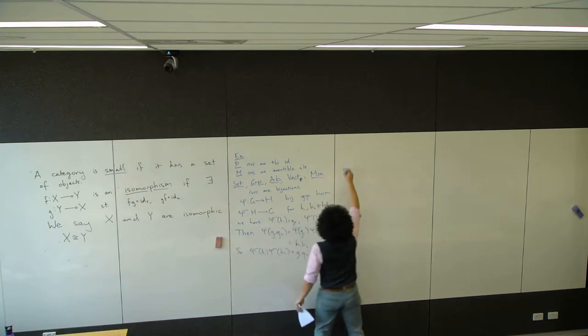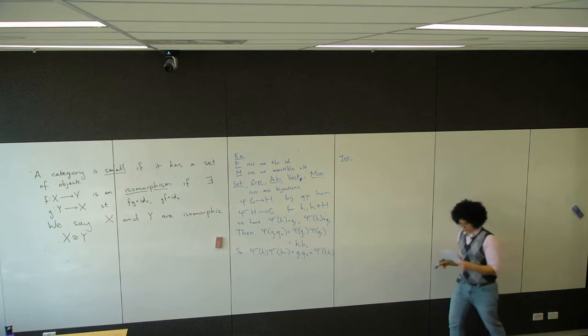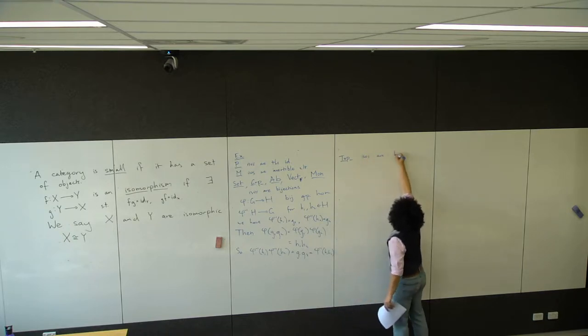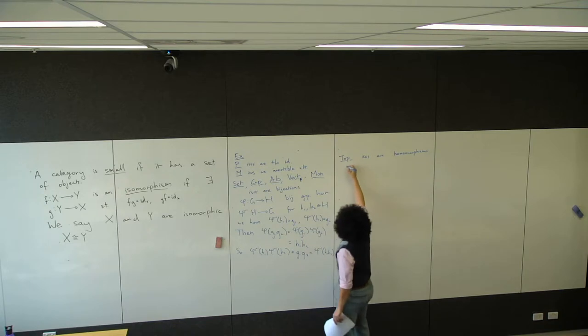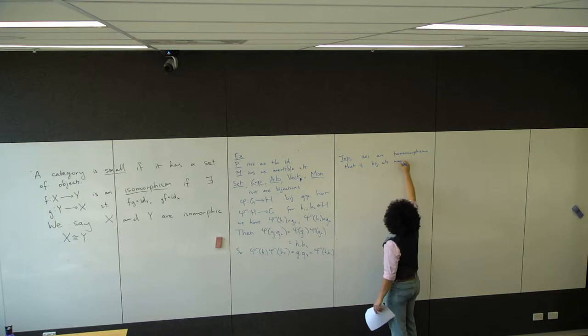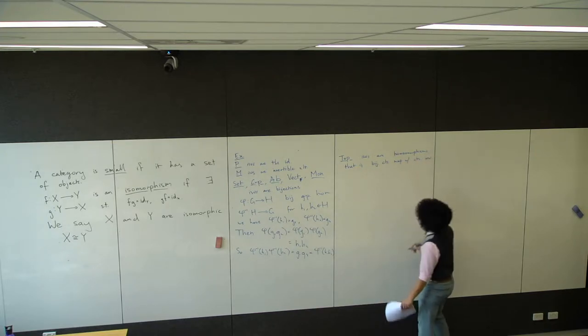This is different from the case of topological spaces. So what's an isomorphism of topological spaces? Isos are homeomorphisms. And what's that? That is a bijective continuous map with continuous inverse.